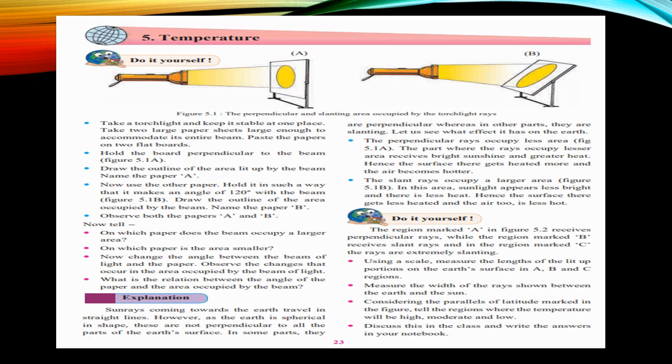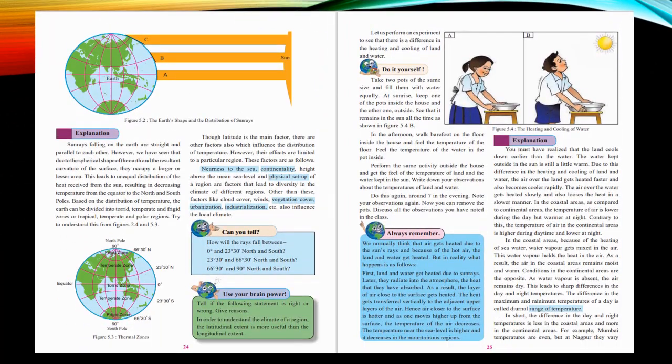Now various things they have told us to do. Let's first see the next slide, and let's see the diagram. Now here in this figure 5.2 you can see that A is perpendicular, exactly perpendicular rays. B is slanting and C is very much slanting. Now let's see the explanation. That is the diagram of Earth's shape and the distribution of sun rays.